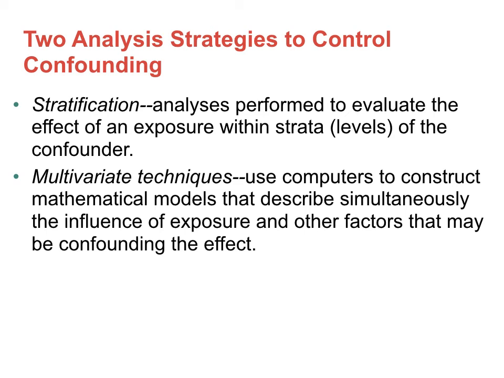We can further assess confounding by breaking people down into smaller age ranges, like 45 to 50, 50 to 55. Each one of those is considered a level or a strata, and that's a way we can test for confounding. Then we have multivariate techniques or modeling, in which we use computers to construct mathematical models, and they can describe simultaneously the influence of exposure and other factors that may be confounding the effect.